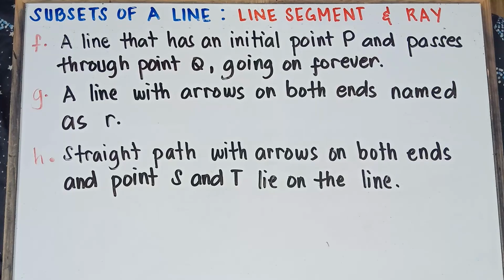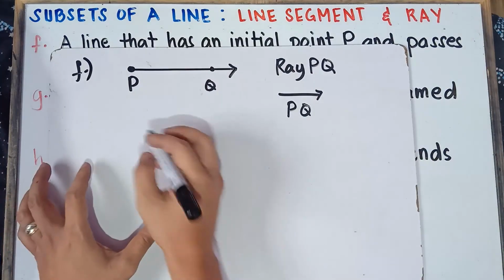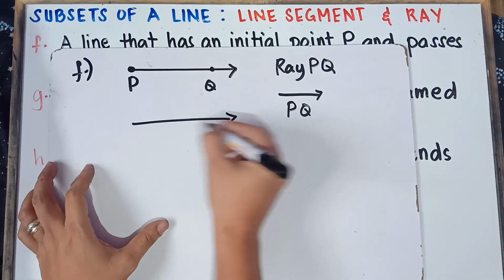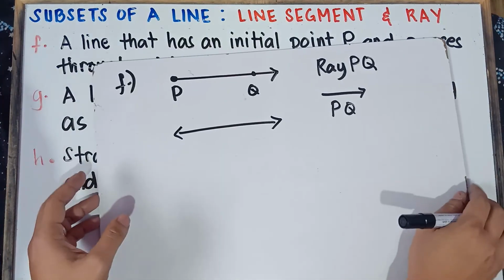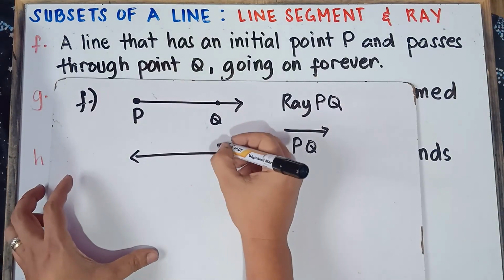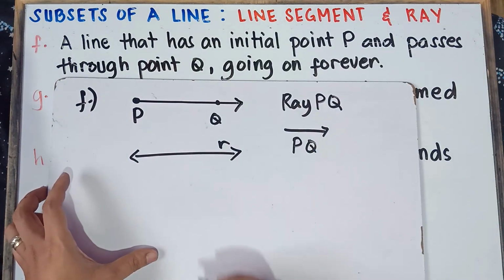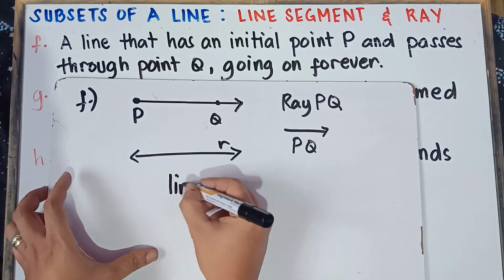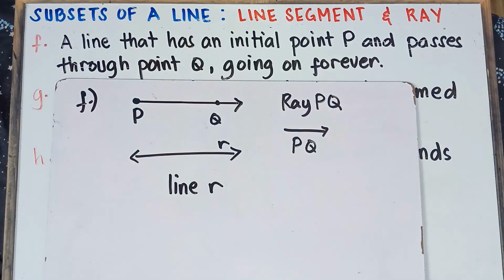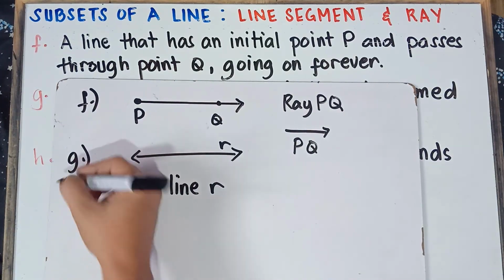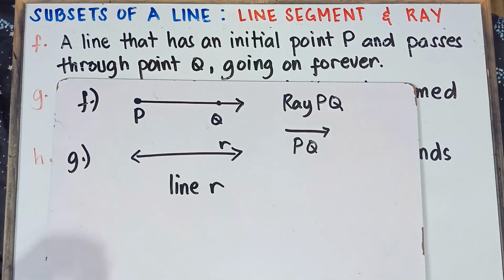Alright, and then letter G, a line with arrows on both ends, named R. So therefore, this will be a line. So both arrows, named R, so we can write here R. So this will be a line, line R. So that's it, class, for letter G.